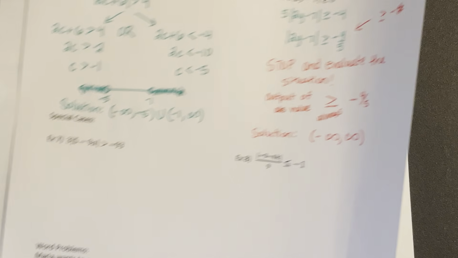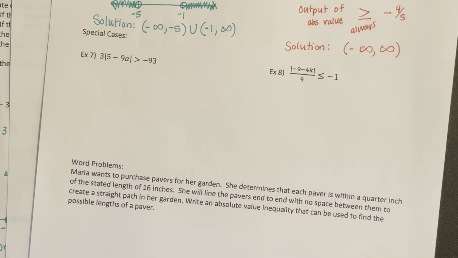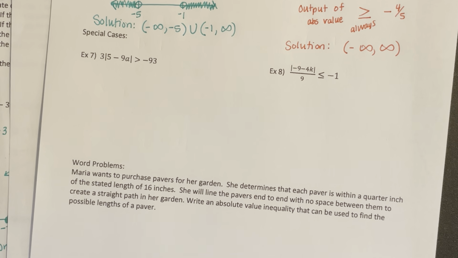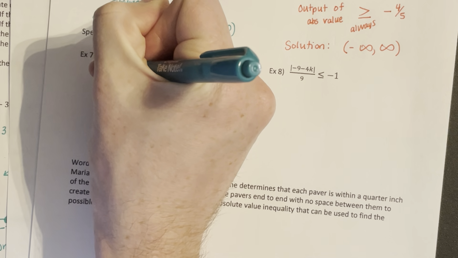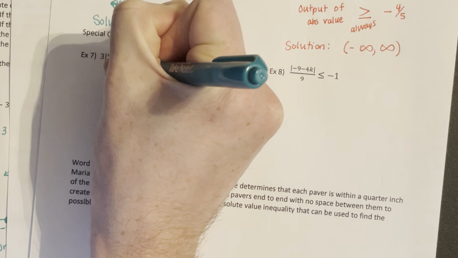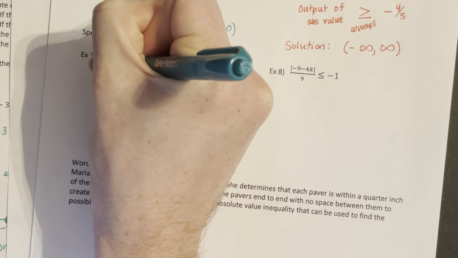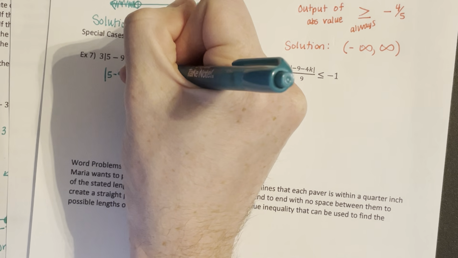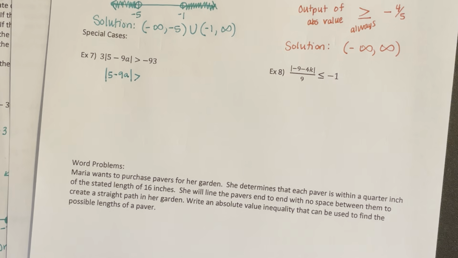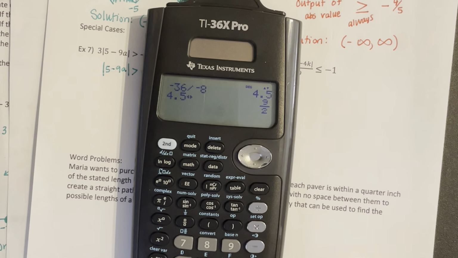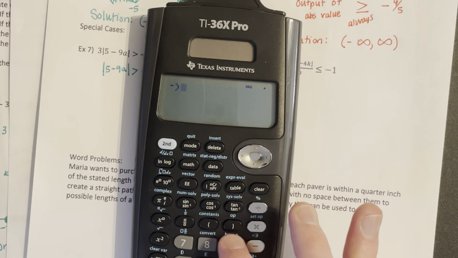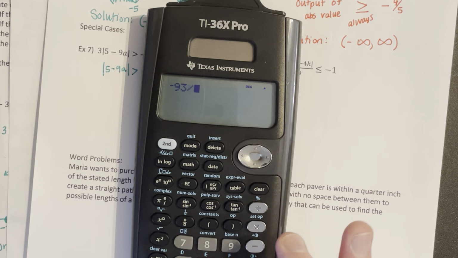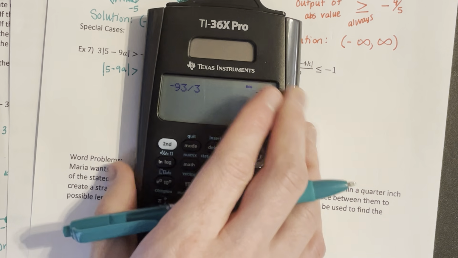All right, but let's look at these special cases again. So if I isolate our absolute value, I would divide by 3, so I have 5 minus 9a in absolute value. It's greater than whatever negative 93 divided by 3 is. And we can do that in our calculator, but negative 93 divided by 3 is negative 31.